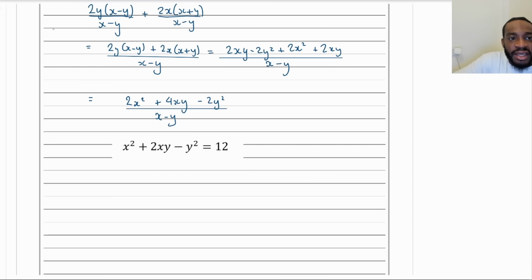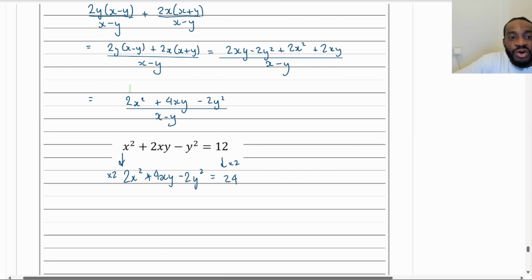So therefore, I can actually say that if I just times this by 2, then I'm going to have 2x² + 4xy - 4y². Sorry, not minus 4y², minus 2y². Sorry. Minus 2y² is equal to, times by 2, 24. Okay? So therefore, this result right here is actually just 24, which is actually quite nice.